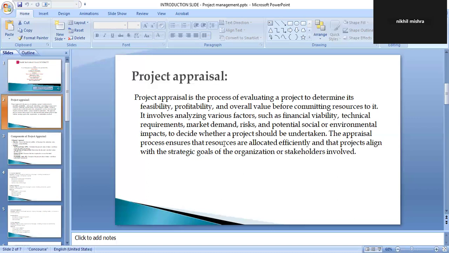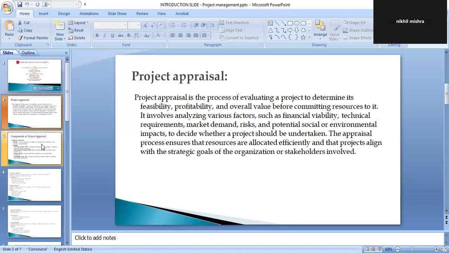The appraisal process ensures that resources are allocated efficiently and that projects align with the strategic goals of the organization or stakeholders involved. That means for whatever stakeholders are involved in that particular project, under whichever organizational boundaries the project is going to be implemented, we check whether the goals of the project are aligning with the organizational objectives or not. Checking the viability of all these factors is part of your project appraisal.